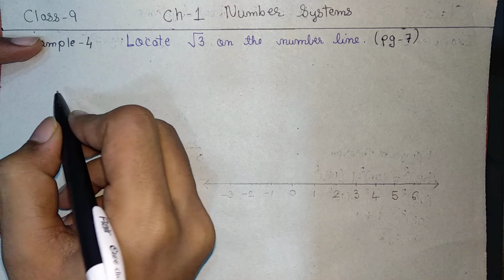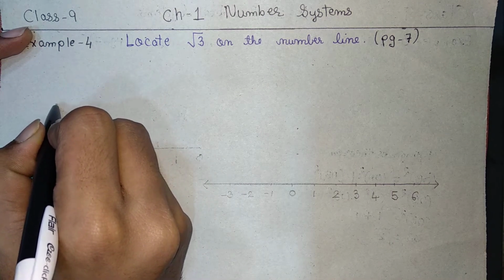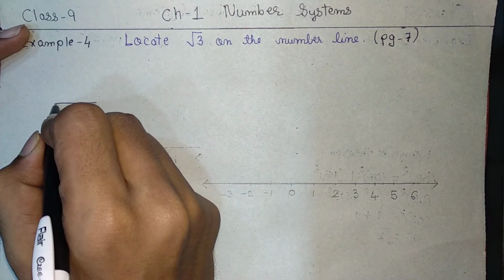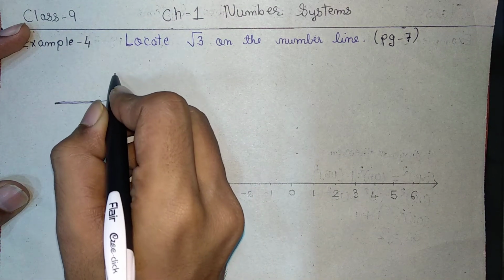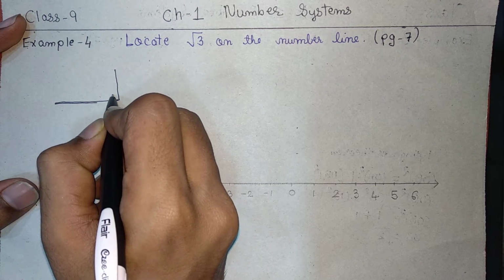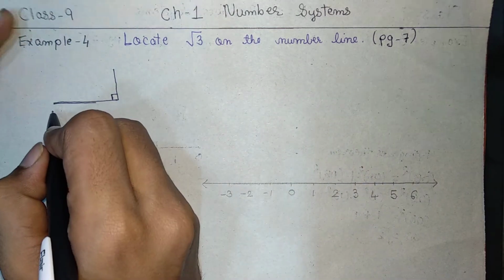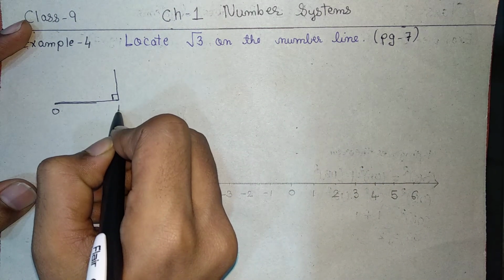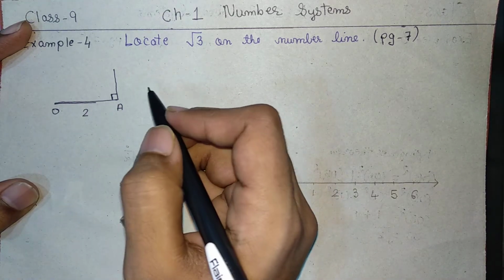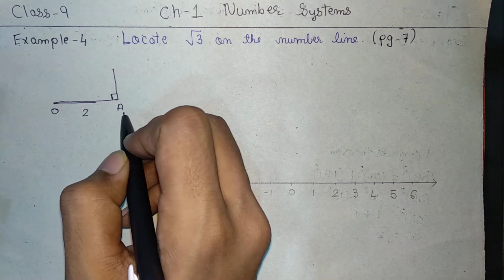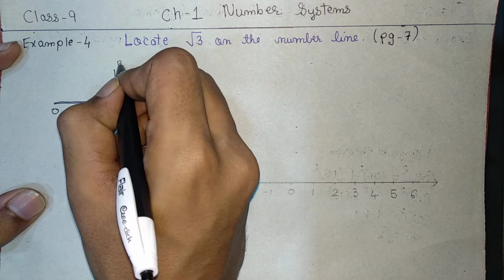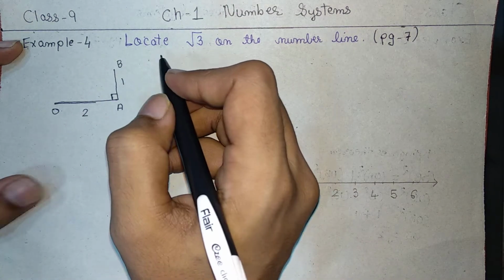Let us first draw an x-axis, and then a y-axis perpendicular to that. On the x-axis, that is OA, we will take 2 units. What will be the length of the x-axis OA? It will be 2 units, and AB will be 1 unit.